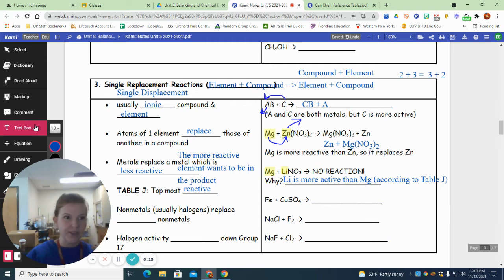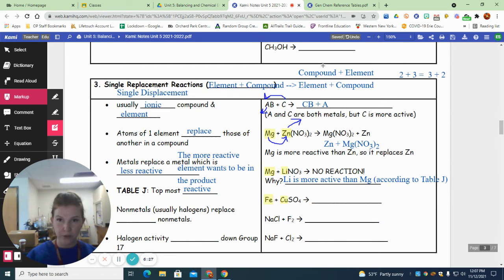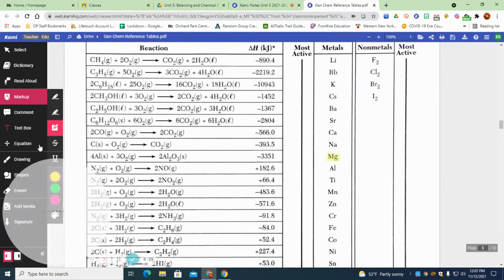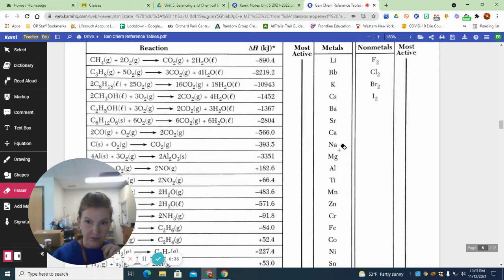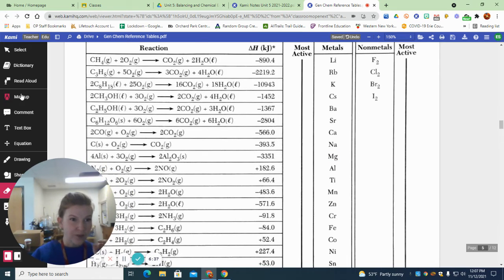All right, so let's take a look at this next one. We have Fe, that's my element, plus CuSO4. So Fe is a metal, Cu is a metal. Those are going to be in competition. I head to table J and I look for both of these.